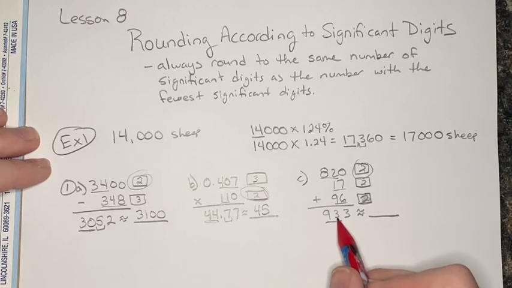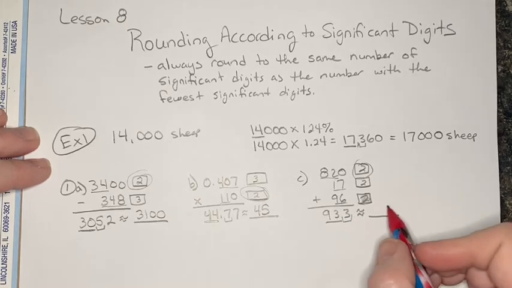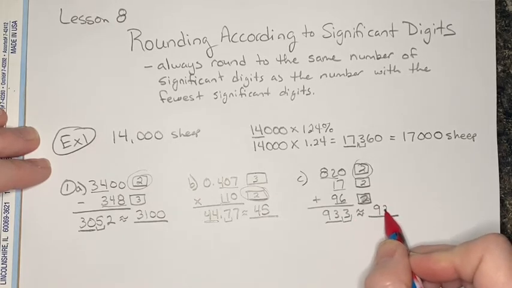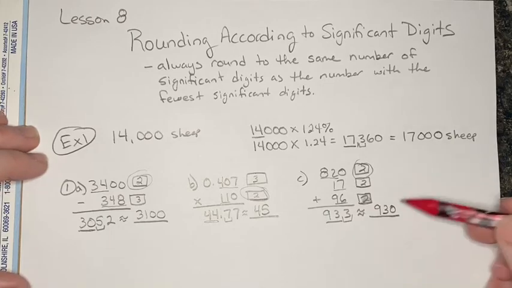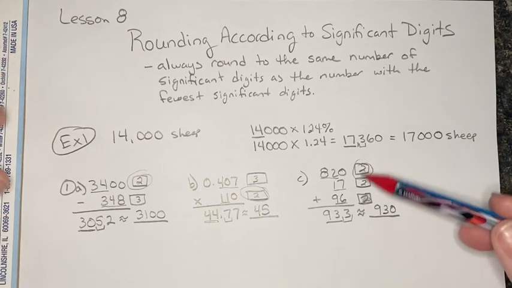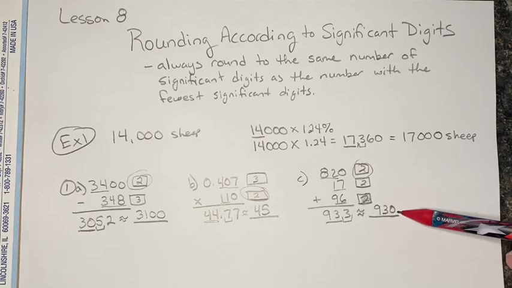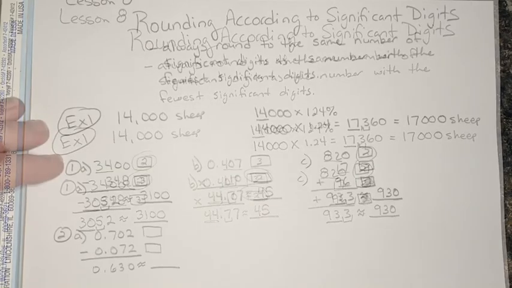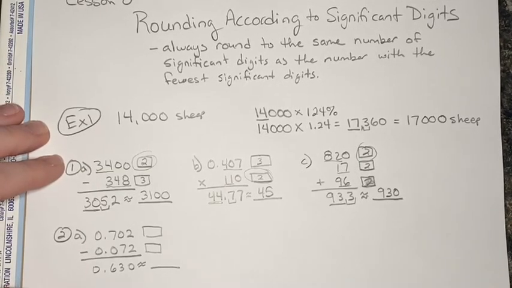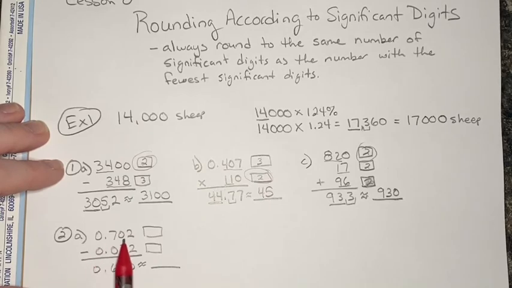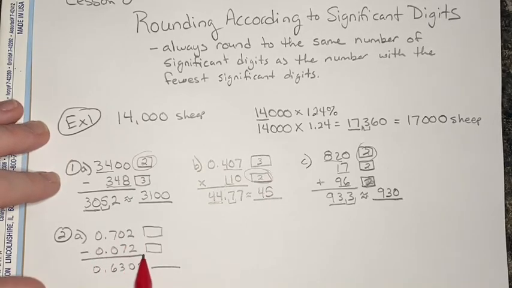We are rounding our 3 based on our 3. So our answer is 930. Not 933. That's the number of significant digits we need for that answer. Looking at number 2A, we've got 0.702 minus 0.072. Okay, and that equals 0.630.